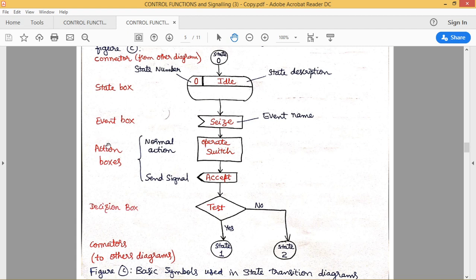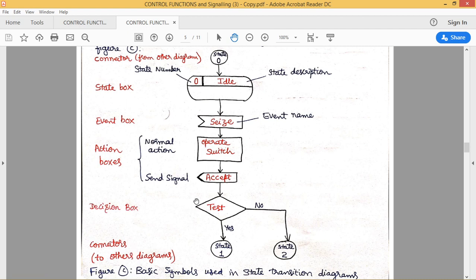So the next set of box is the decision box. Basically it is a diamond shaped box which will decide certain things, or it will perform some task, or it will make a decision. If the decision is yes, it will go to some state, let us say state 1. If it is no, the decision is wrong, or if it is not satisfied, then it goes to another state, state 2. Of course these states are defined with the help of connectors.